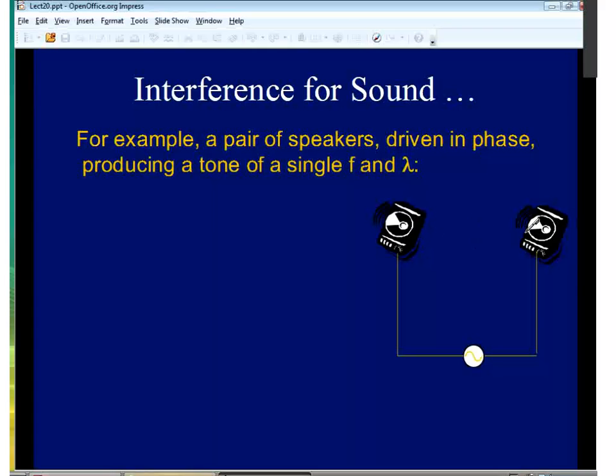You take two speakers, drive them by the same amplifier or the same CD player. So whatever plays on the CD, the same data goes here also, and at the very instant it goes here also.